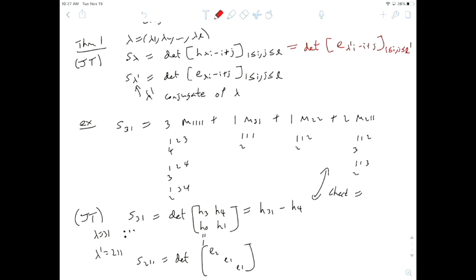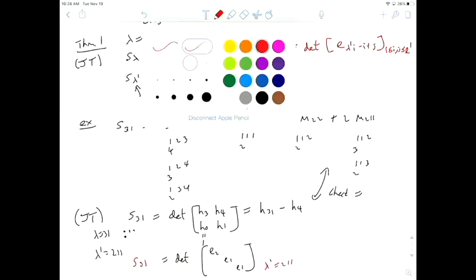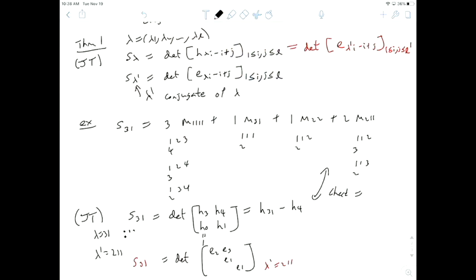So maybe if I want to compute the same one, you're right. Oh yeah, this should be S31. I'm sorry, what am I doing? So if I want to get this one, then I should do this. Lambda prime is 2, 1, 1, so I would do E3, E4, E2. You see how I did that? I just increased. Some of you look confused. Should I go over it? Yes, William.